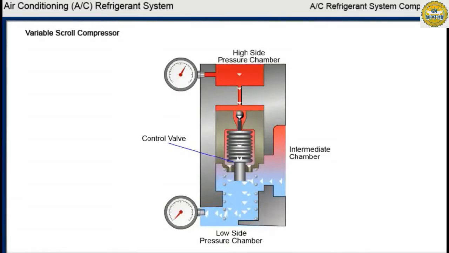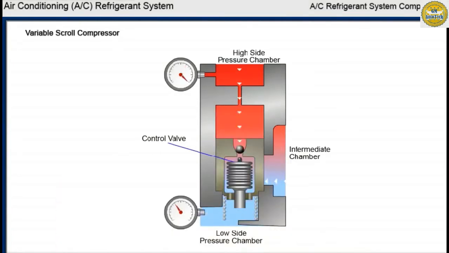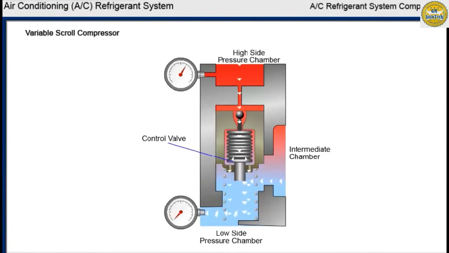The difference between a variable scroll and a fixed scroll compressor is that a variable scroll uses a control valve to adjust output capacity. The control valve is connected between the high and low pressure chambers of the compressor. Under high loads, the control valve blocks refrigerant flow from the intermediate chamber to increase suction pressure, and the compressor will operate at full capacity. Under low loads and higher speeds, the variable scroll compressor allows partially compressed low-pressure refrigerant from an intermediate chamber to return to the suction chamber.